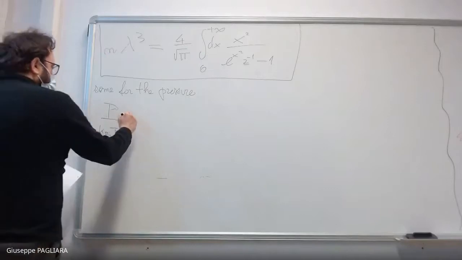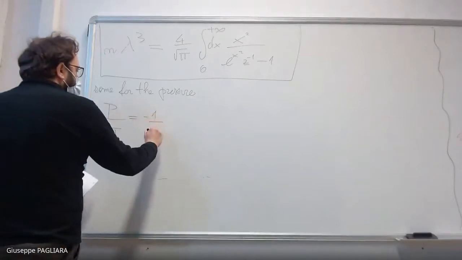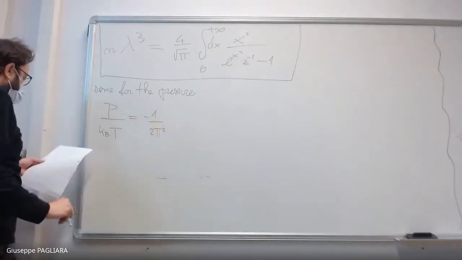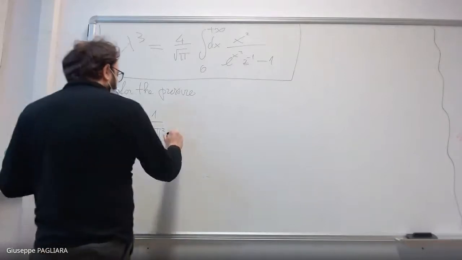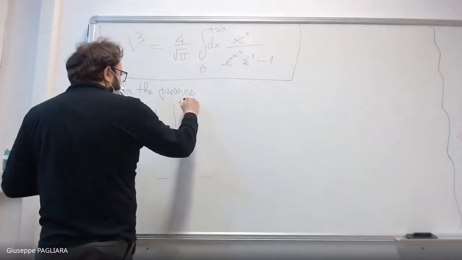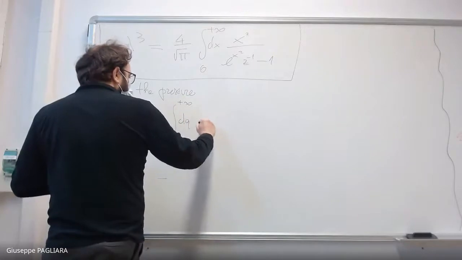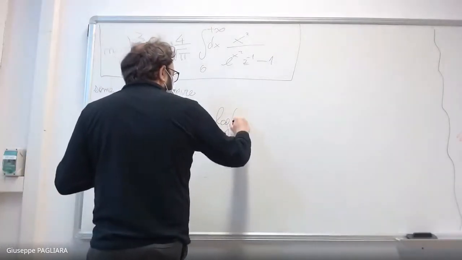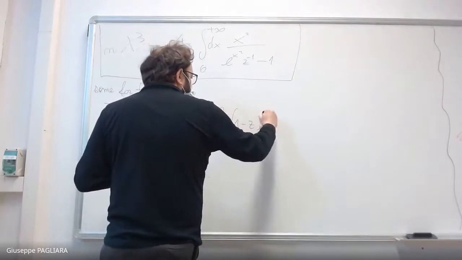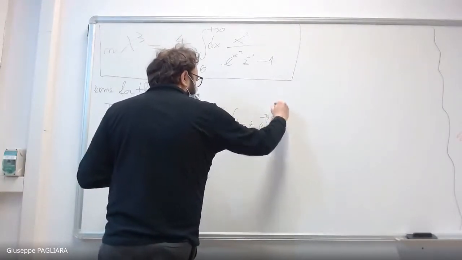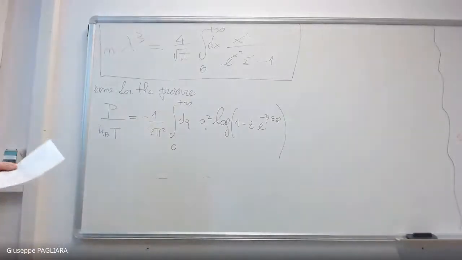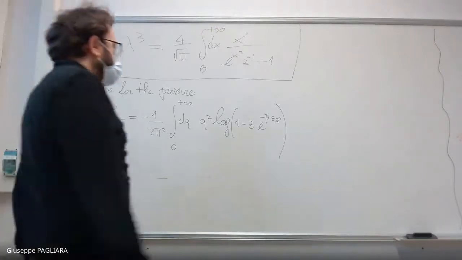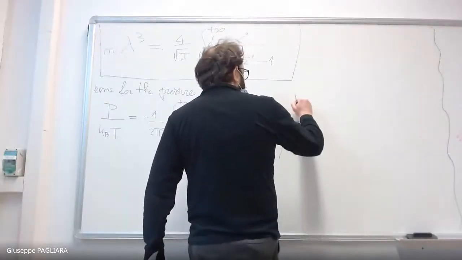So I can just consider the continuum. The expression for the pressure that we had before was this one: the integral from 0 to plus infinity of dq q squared, and then a logarithm of 1 minus z e to the minus beta epsilon q. Okay, so let's make the integral by parts.